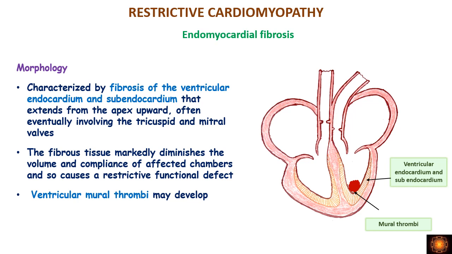So in this condition, the fibrosis starts from the apex and goes towards the tricuspid or the mitral valve, and here the fibrosis is typically in the endocardium or the subendocardium only. So the fibrosis occurs from the apex towards the valvular region, and when the fibrosis occurs, the volume of these chambers and the compliance of the ventricular chambers is reduced, so you have a defect in ventricular filling. And also because the contraction is reduced in the elastosis, there can be stasis, which can cause ventricular mural thrombi formation.